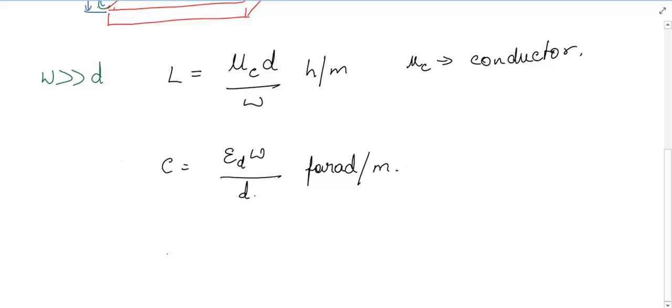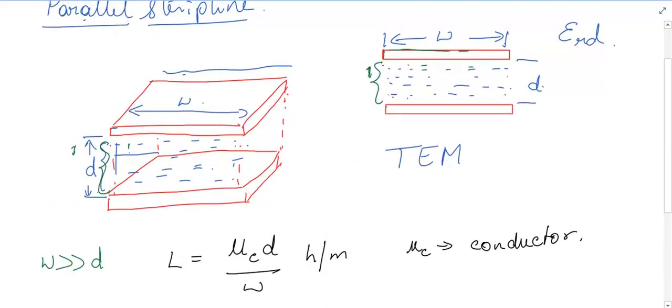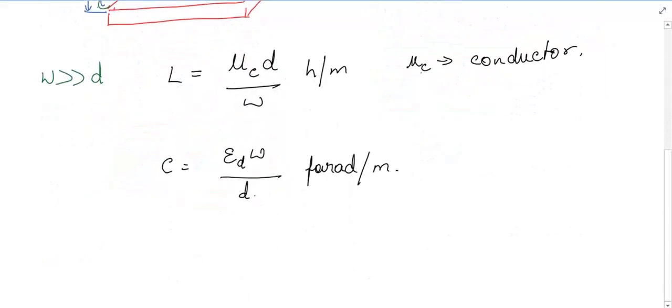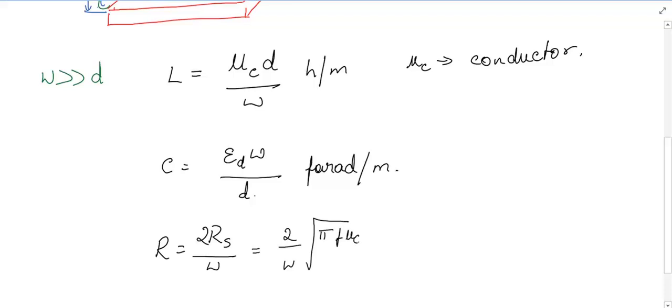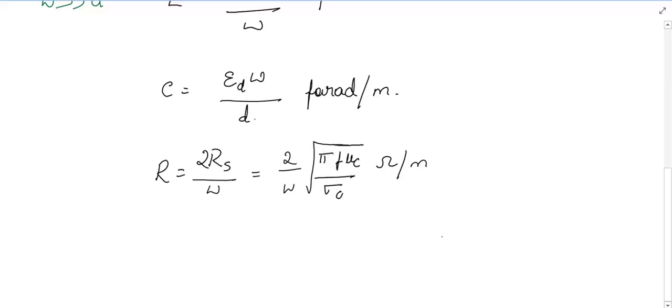The next is about the series resistance of both the strips, because it is not a single strip, it has two strips, so we can say it is a series connection over here. The series resistance of both the strips is given by R is equal to 2 times RS divided by W, which is 2 divided by W into RS. What is RS? From our previous topics we have seen, it is square root of pi f mu c by sigma c, ohms per meter. RS is nothing but the surface resistance.